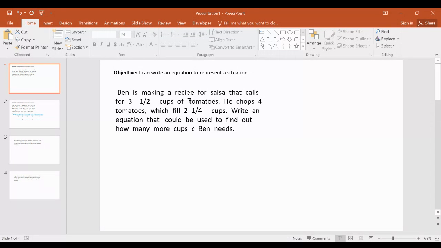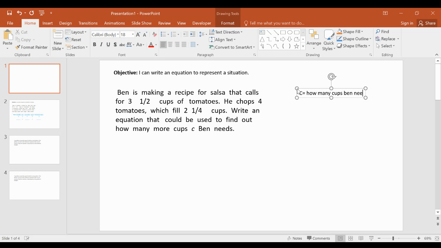It says Ben is making a recipe for salsa that calls for 3.5 cups of tomatoes. He chops 4 tomatoes, which fill 2.25 cups. Write an equation that could be used to find out how many more cups C Ben needs. Okay, so C is what we're going to be using as our variable for finding out how many more cups Ben needs. All right, so let's just take some notes. C is going to represent how many cups Ben needs.